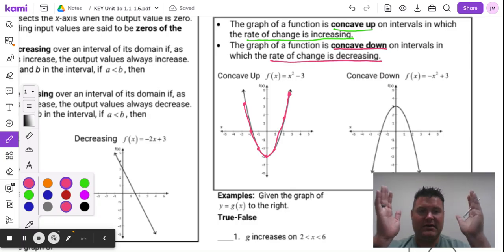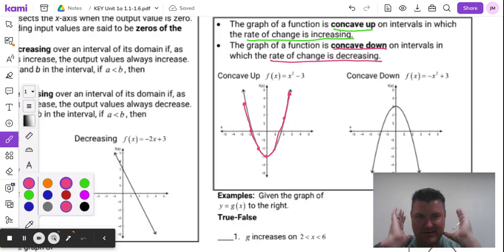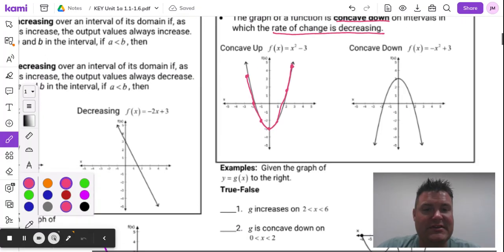Now, if you look, up starts with the letter U. No, this is not kindergarten. Up is the letter U. Guess what that function, that parabola, looks like? It looks like a U. So if you see something that's in a U shape, it's going to be concave up. Okay, and then concave down, that's when our rate of change is decreasing.